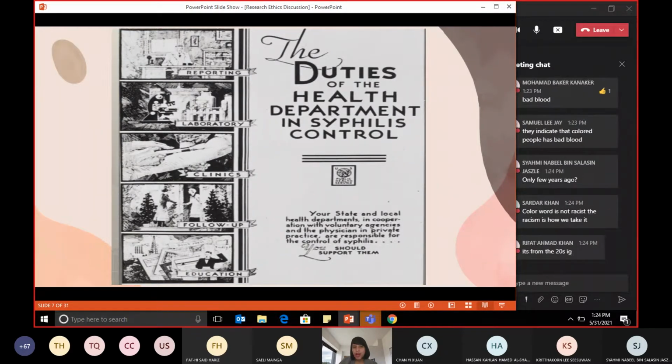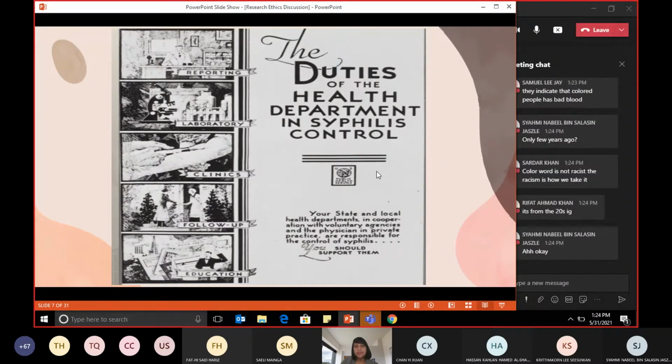So how do you determine whether this is something positive or something negative? You could see that they are actually sharing the processes. Number 1 is reporting, number 2 is lab, and then clinics, follow-up and education. Here you can also see that your state and local health departments, in cooperation with voluntary agencies and physicians in private practice, are responsible for the control of syphilis.